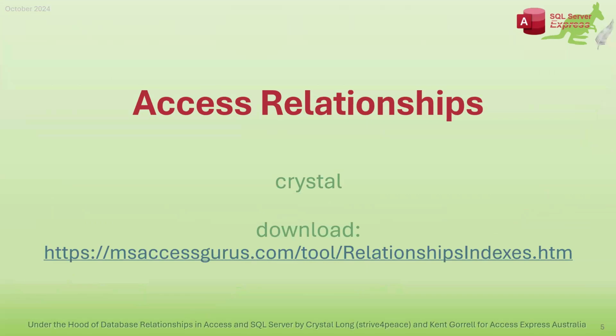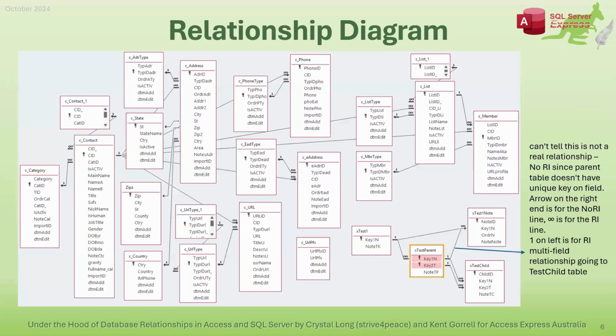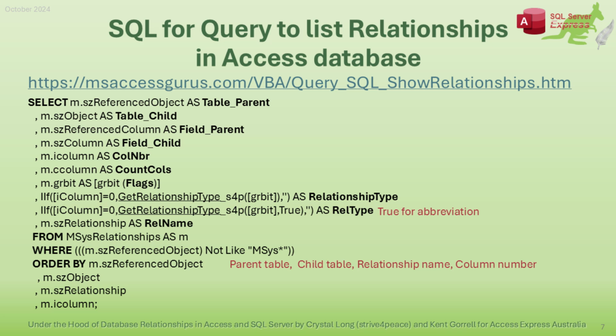And so my first is I'm going to talk about the relationships in Access, and we can look at a relationship diagram, see how our tables relate. Relationship is one line if it's on one field, and down there in the lower right-hand corner, you see a double line because it's a composite key on a relationship. This is a great way to visually see the relationships, but what about when you want a list of relationships?